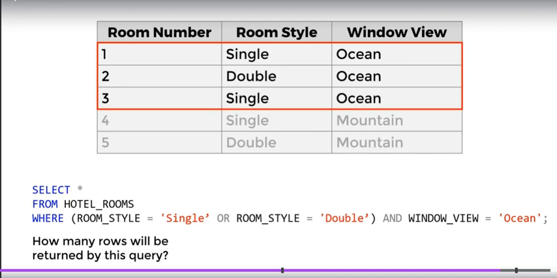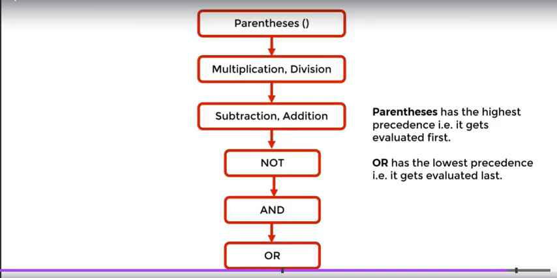So look at the precedence level of various operators: parentheses, multiplication, mod, division, then NOT, AND, and OR. Parentheses has the highest precedence, so it gets evaluated first, while OR has the lowest precedence and is evaluated last. NOT, AND, OR: OR is the lowest precedence, right?